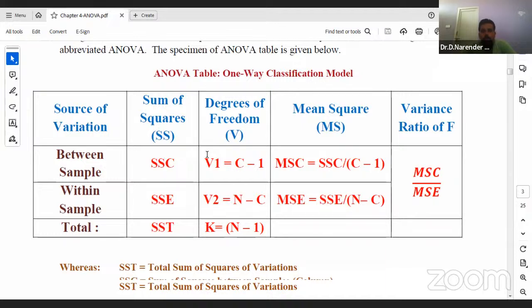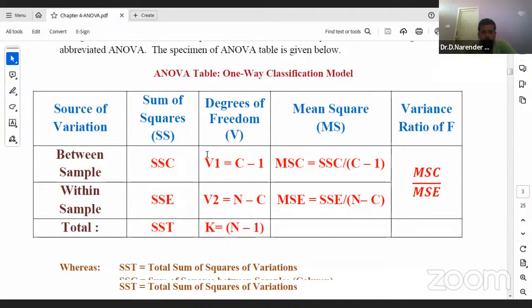Till now, if you have any doubt, at the end of the class I will give you 5 minutes, and then we will go for clarification of the doubts. Till that time, you have to listen to the class. Then you will get a complete idea about this ANOVA one-way classification table, also called a model.